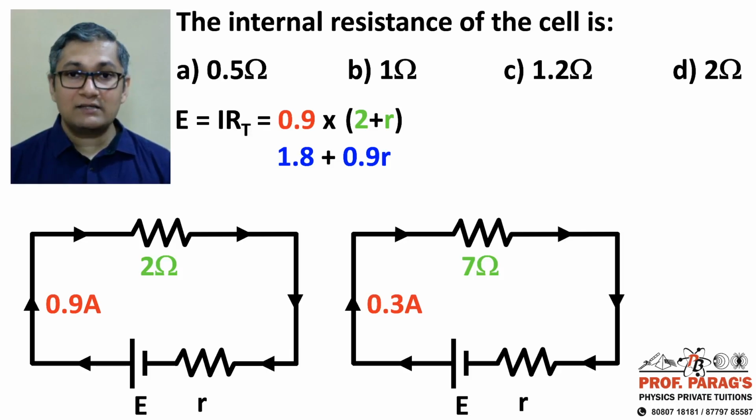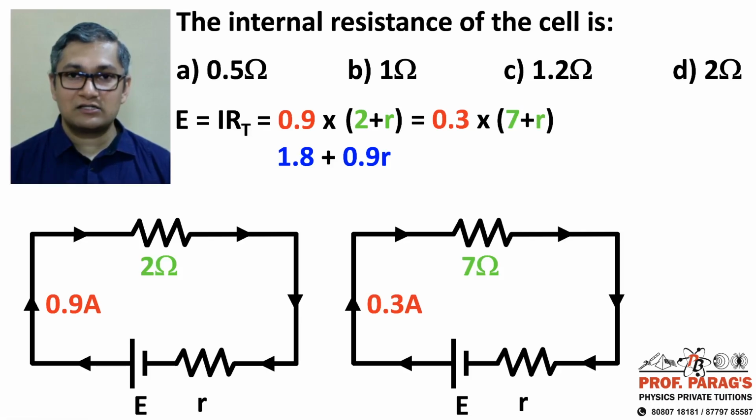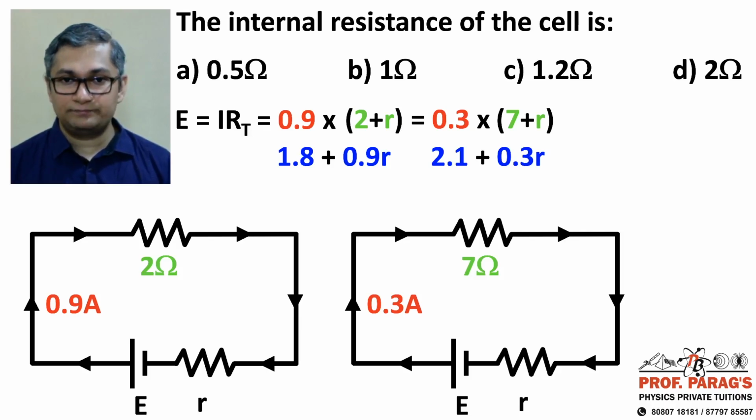Okay, fine. Now let us apply this same equation, because the EMF is the same, to the second circuit. So again E is equal to this, as well as E is equal to the new equation. Instead of 0.9, now I have 0.3. What about the external resistance? Instead of 2 plus R, I have 7 plus R. Again, let's open up the bracket. So 7 into 0.3, 7 3s are 21, so it will give me 2.1. And then 0.3 into R is 0.3 R. And again, these two are voltages.